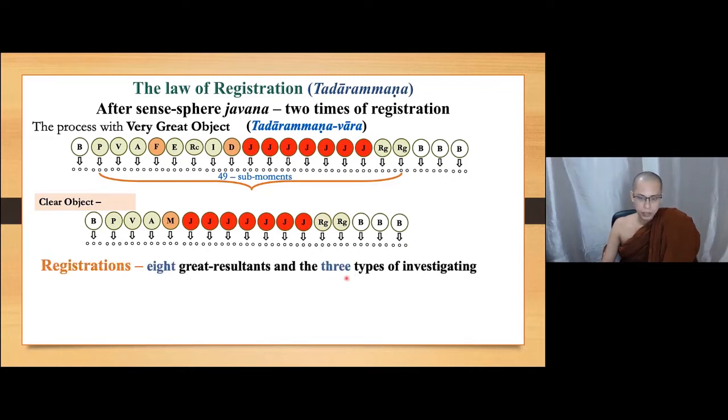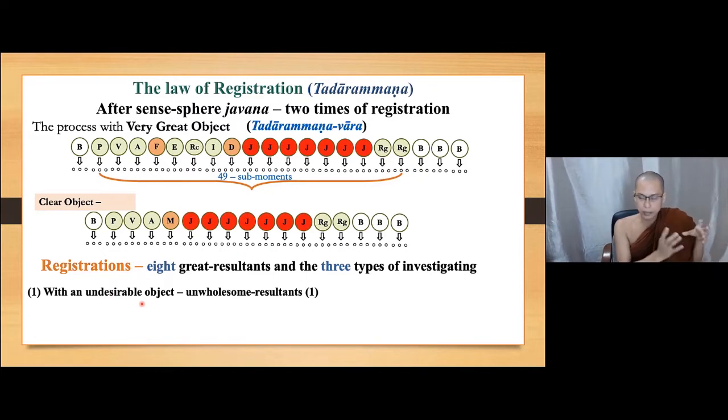Okay, so at the moment of registration, you can identify any of 11: any of the 8 great resultant or the 3 types of investigating. It depends on the object, and also on the Javana. So we need to see the rules for the agreement of Javana and registration. If the object is undesirable, one unwholesome resultant is identified. We can identify it if either of these two processes takes an undesirable object.